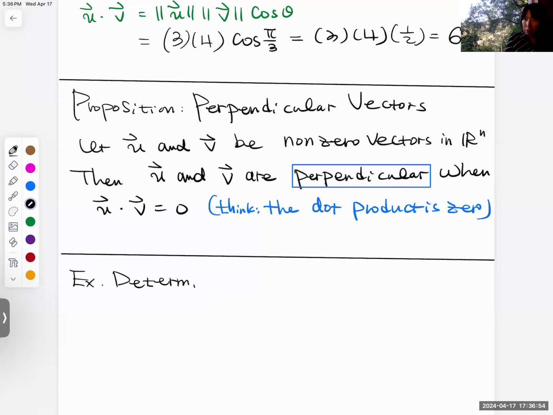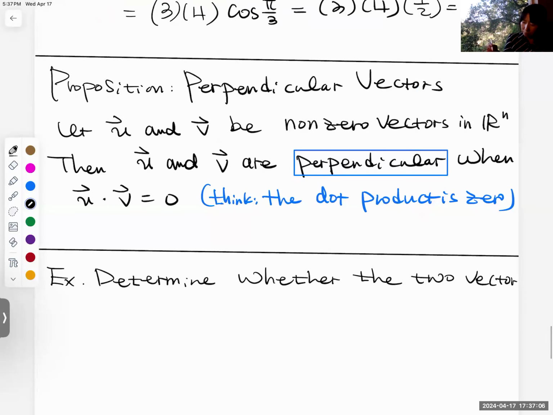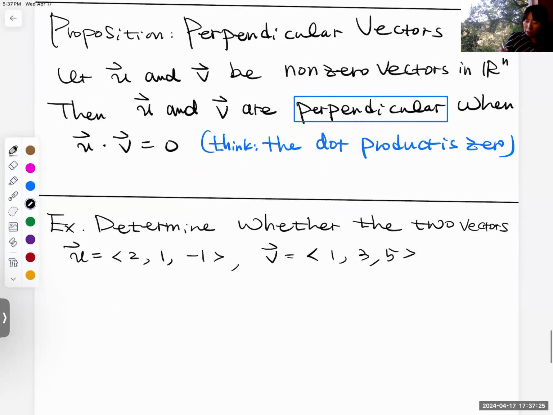Determine whether the two vectors U equal to (2, 1, -1), V equal to (1, 3, 5) are perpendicular. Very good. Orthogonal. Very good.